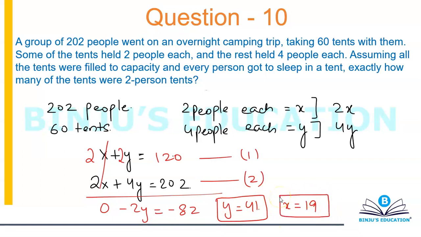What's the question? How many of the tents were 2-person tents? 2-person tents were x. That's the answer, 19. That's it. If the question was 4-person tents, then it's 41. If they ask you the difference, then you can also do 41 minus 19. That's completely your call, whichever way you want to do it. So the answer to this question is simply 19.